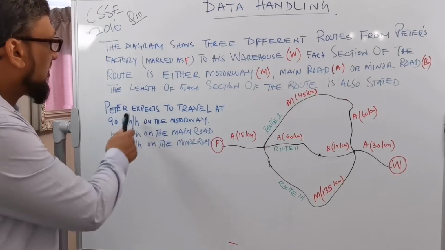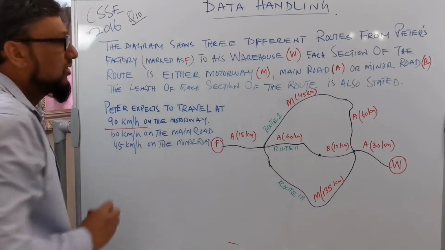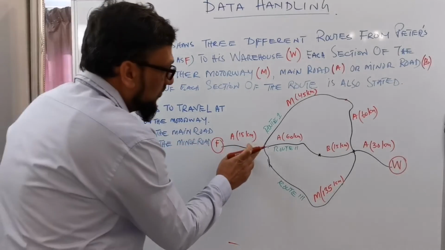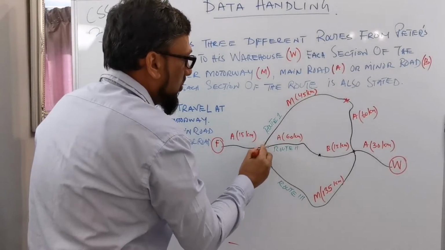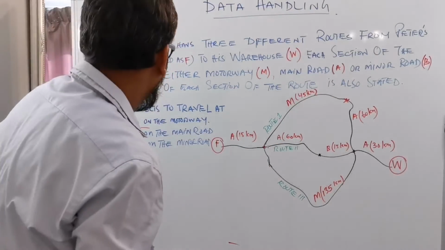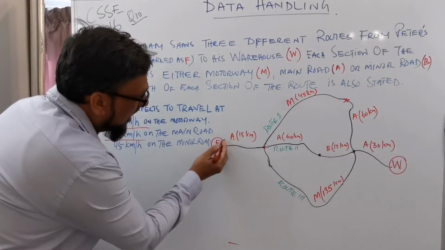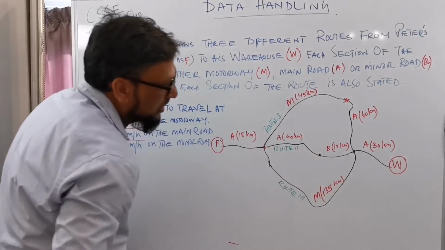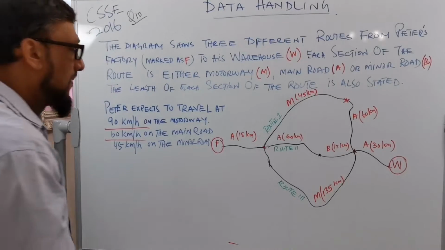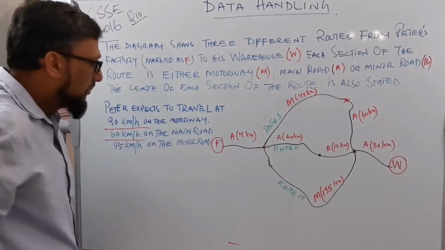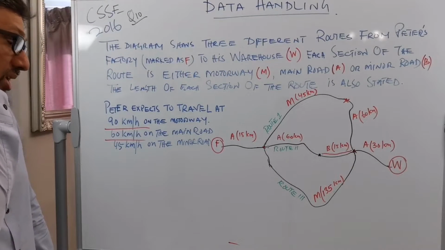And the further information: Peter expects to travel at 90 kilometers per hour on the motorway. So how does he drive? On the motorway, from here to here, he drives 90 kilometers per hour. 60 kilometers per hour normally on the main road, represented with an A. So this is the main road, from this point to this point. And 45 kilometers per hour on the minor road. This is the only minor road in this diagram. So this is the information given.